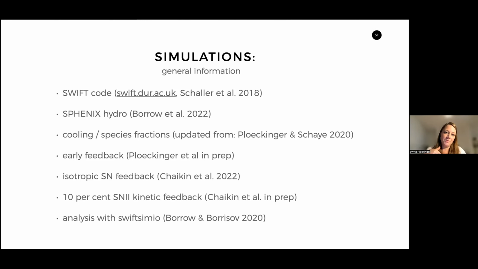I'm also writing up how we are doing the early feedback, which means the stellar winds and the H2 regions and radiation pressure. There have been some updates from Eagle in how the supernova energy is distributed. And then all the analysis has been done with a software package called Swift SimIO, which helps to analyze the Swift data.